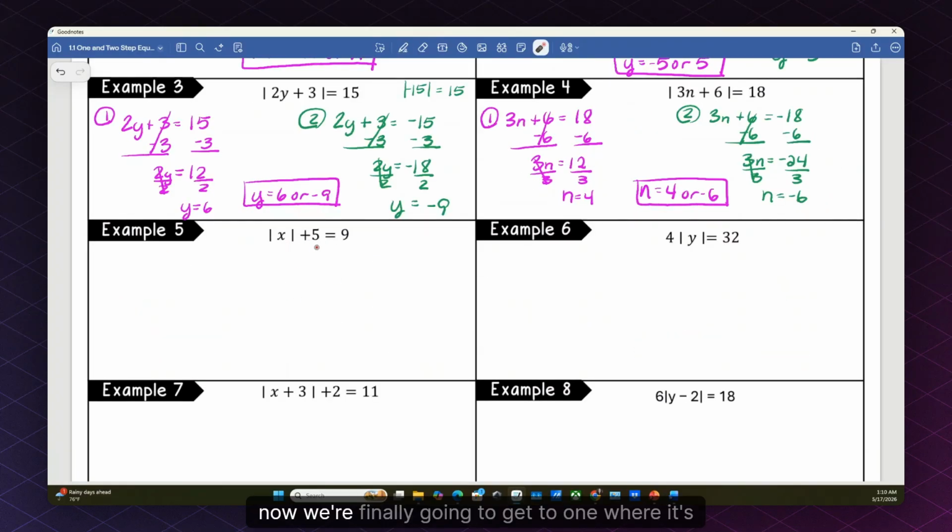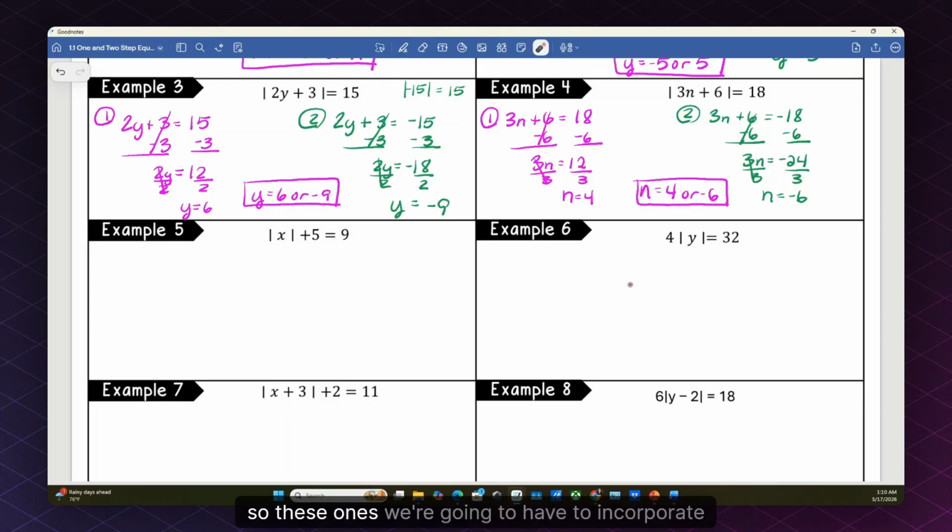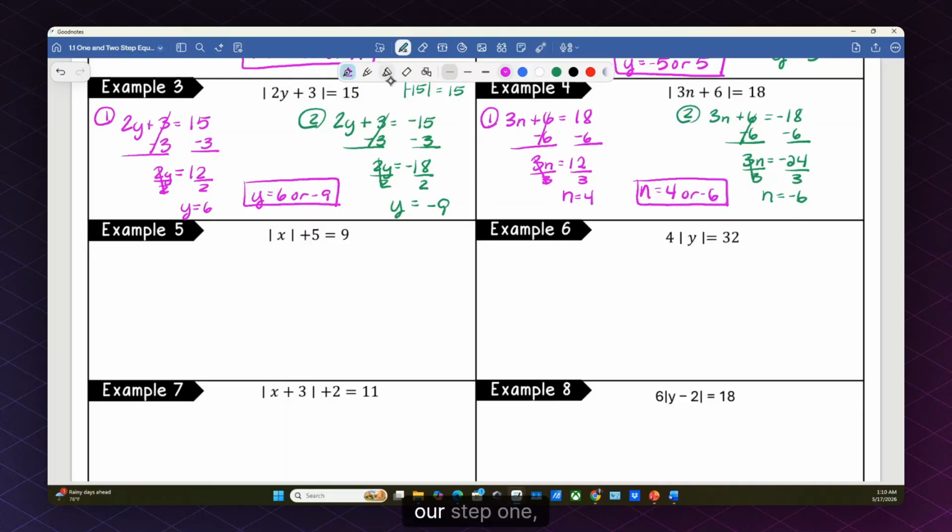Alrighty, now we're finally going to get to one where it's got something outside the absolute value. This one has something outside of it, this one does, and this one does. So these ones we're going to have to incorporate that step one that I skipped on the first 4 examples. So our step one, we've got to isolate the absolute value portion.